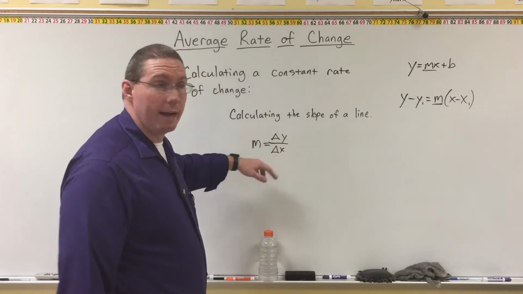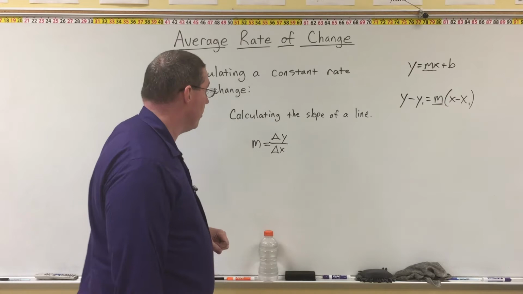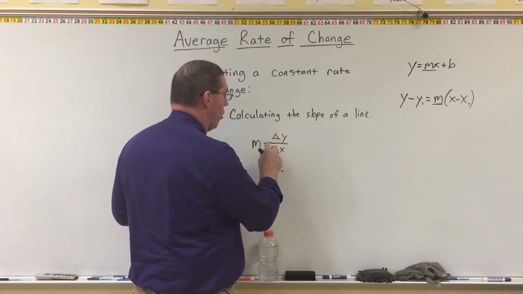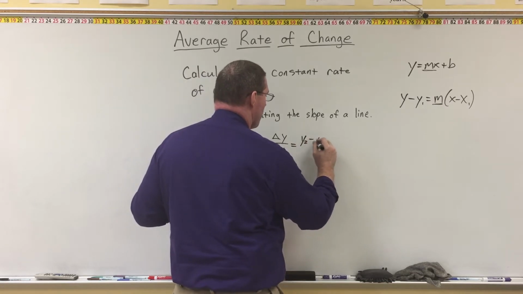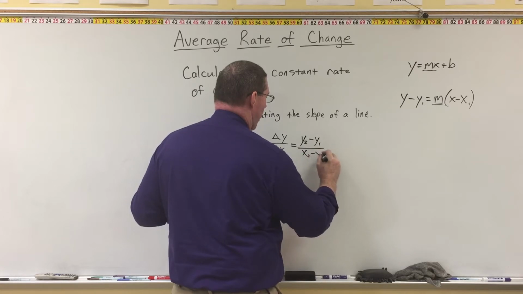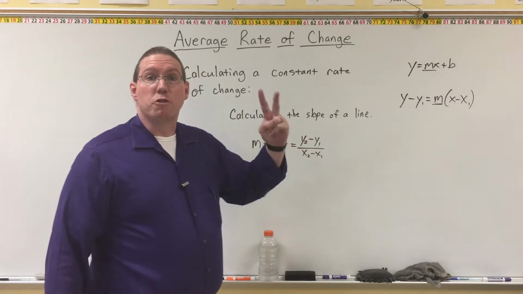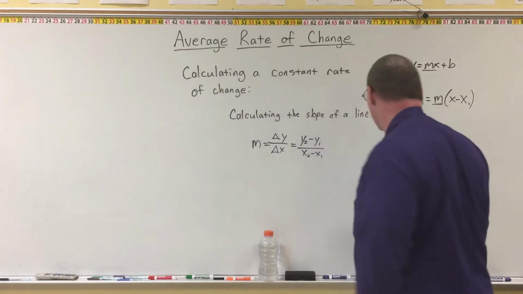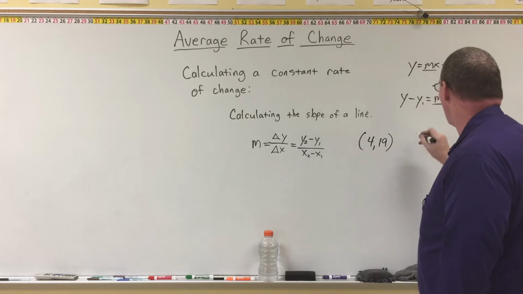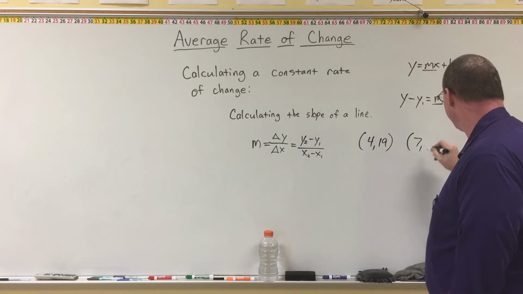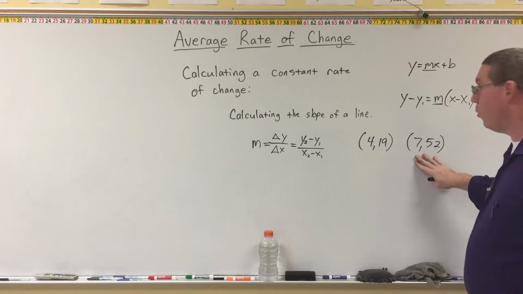Now, it doesn't have to be y and x. It can be change in d over change in t. There's a lot of different possibilities. But as we understand it on a coordinate plane, it's change in y over change in x, which is also given by y2 minus y1 over x2 minus x1. And in order to do this, you need to have 2 points, 2 coordinates. So let's say, for example, you have the coordinates (4, 19) and the coordinates (7, 52).